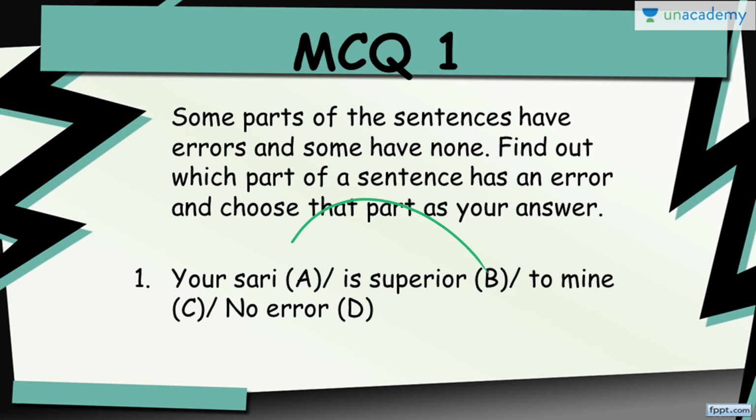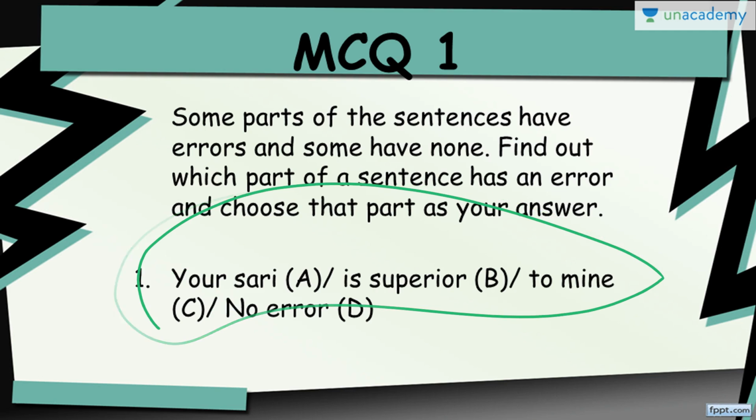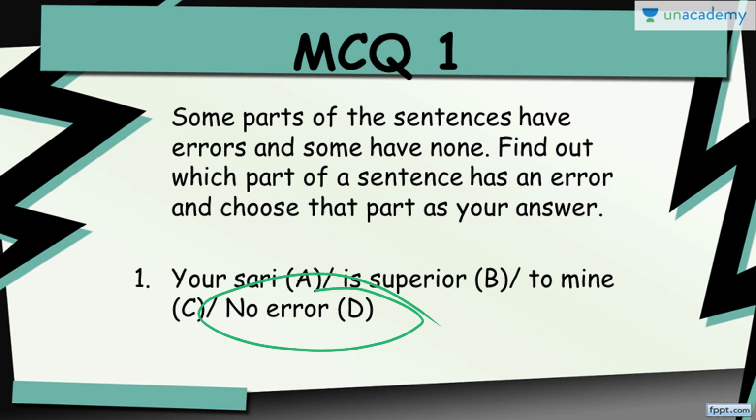Now, if there is something wrong with is superior, you can mark the answer as B. The third part, or the C part, is to mine. If you find something wrong in this part, if to mine is wrong, you can mark C as the answer. And if none of them, A, B or C, is wrong, you can mark D, no error, as the answer. So just pause the video for 1 second and check out what you are going to answer to this.